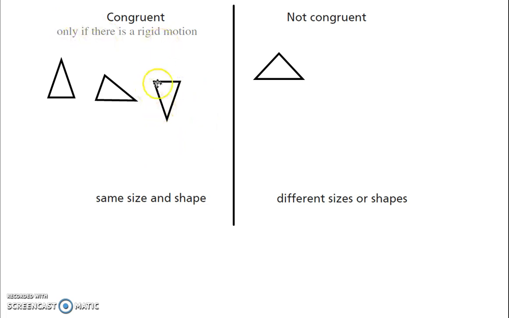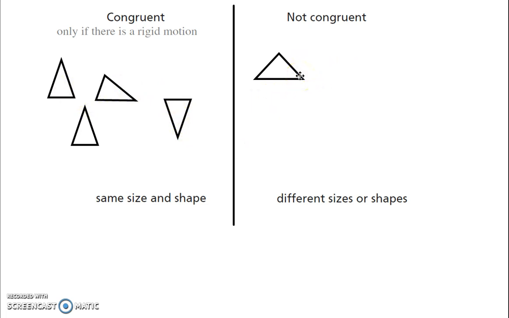That means there's a rigid motion. I rotated it, I did a transformation, there's just a straight transformation, this is a rotation and a transformation. We could call this one a glide reflection.